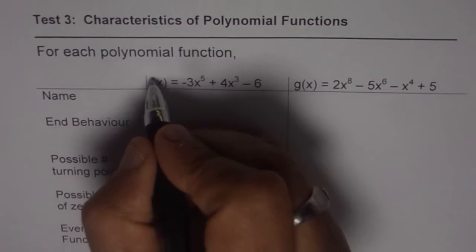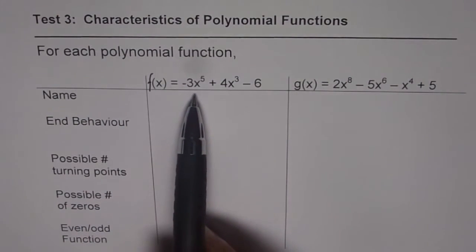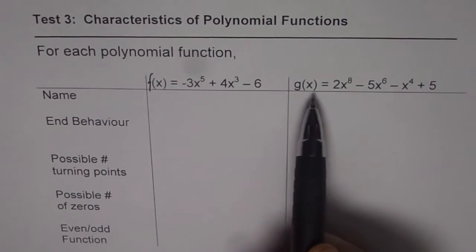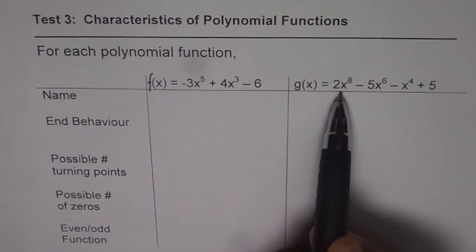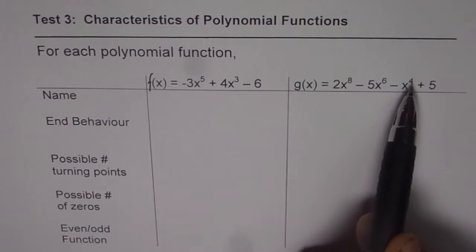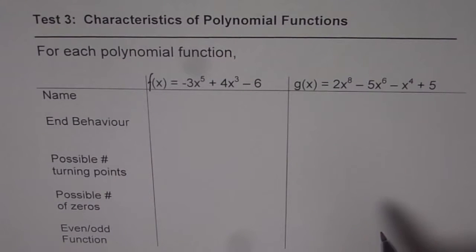Here we have two functions. f of x equals minus 3x to the power of 5 plus 4x cubed minus 6. And then g of x equals 2x to the power of 8 minus 5x to the power of 6 minus x to the power of 4 plus 5. Now let's begin answering them.